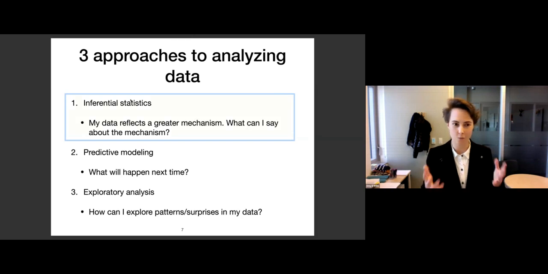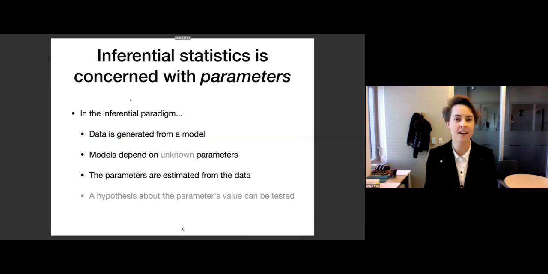Most of the presentation that I'm going to give today is focused on the inferential paradigm, which is what I spend a lot of time thinking about. And I'll touch also on exploratory analysis as a contrast, and I'm happy to take questions about any of these paradigms as we go to the Q&A section of this webinar. Okay, so let me give a little bit more details about what the inferential paradigm is thinking about.